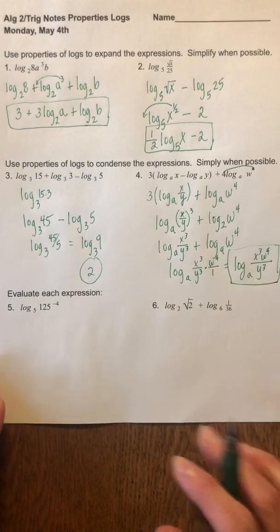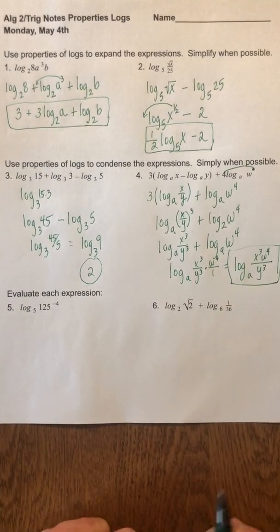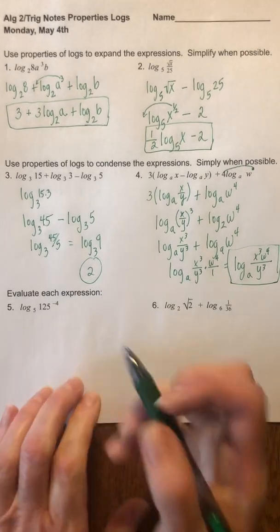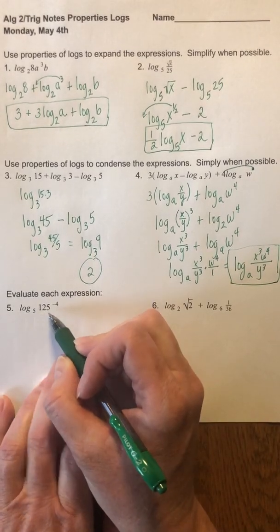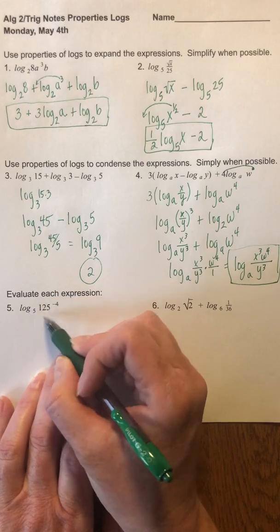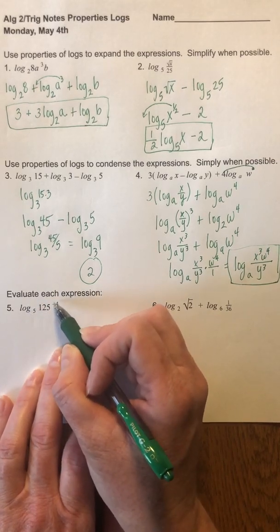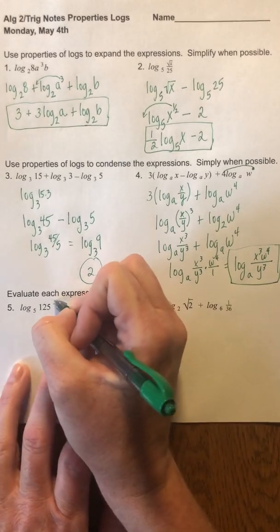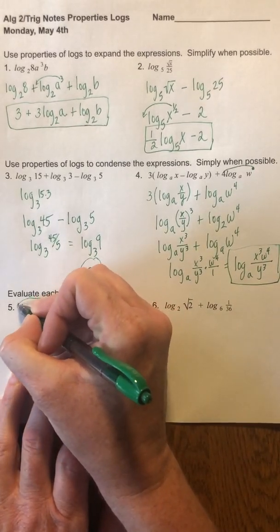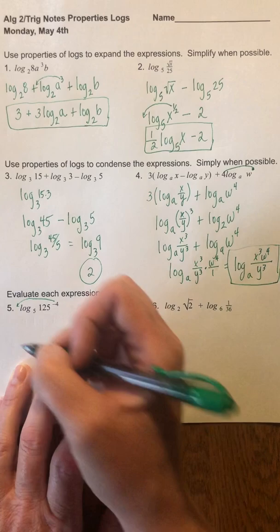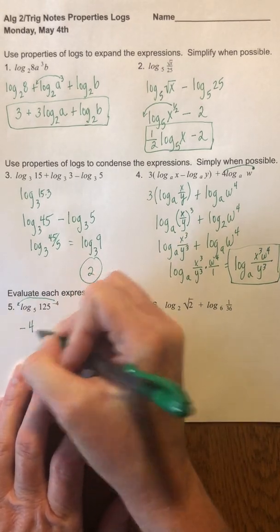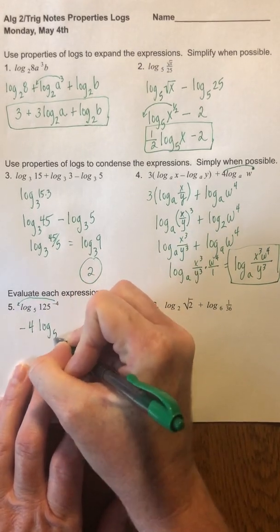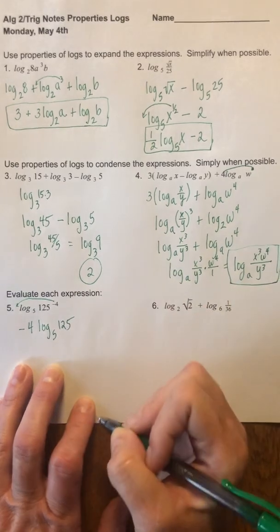Last two, 5 and 6, directions say evaluate each expression. All right, number 5, log base 5 of 125. That looks pretty easy, but the negative 4 up here makes it a little bit harder. So guess what? We're going to use our property, and the property states if I have a power, I have the right to put it out in front as multiplication. So I'm going to say negative 4 times log base 5 of 125.